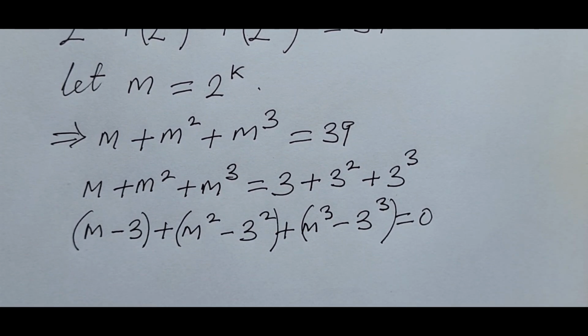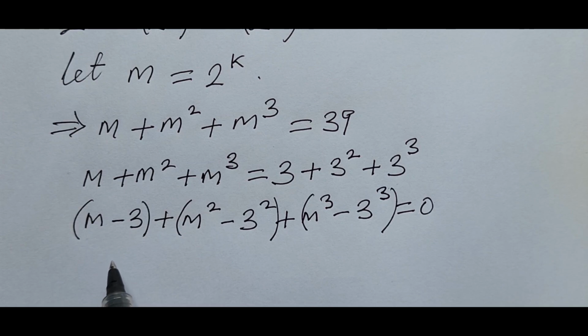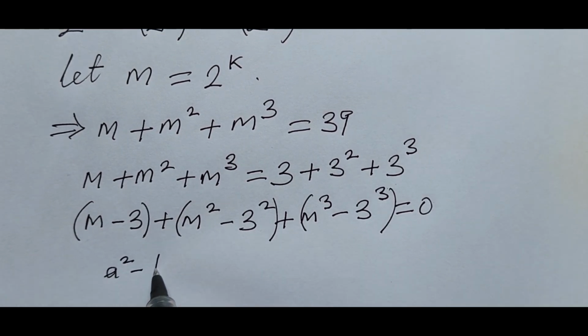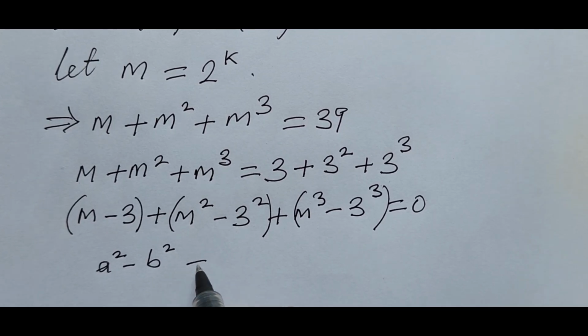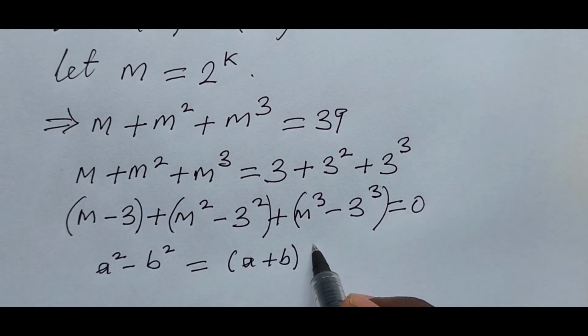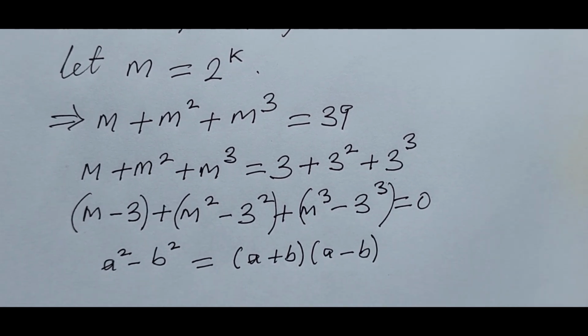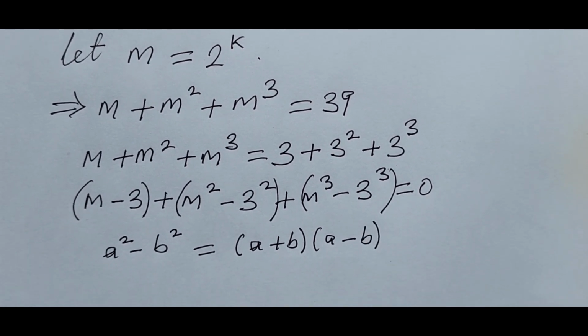So we apply what we call the difference of 2 squares and difference of 2 cubes to both expressions. That of 2 squares says that if you have a to the power of 2 minus b to the power of 2, this is the same thing as bracket open a plus b close bracket, bracket a minus b. This is what we call difference of two squares.